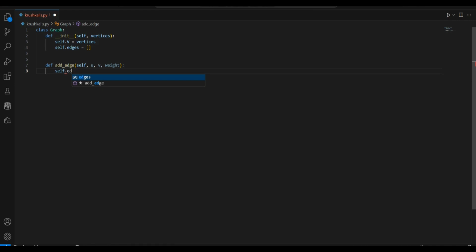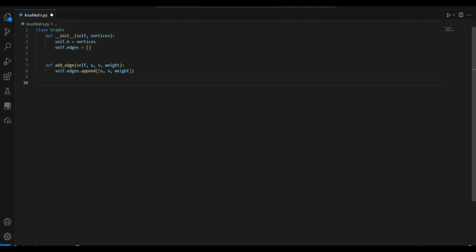The purpose is to add an edge to the graph. It uses self.edges.append with u, v, weight. This appends the edge as a list u, v, weight to self.edges.